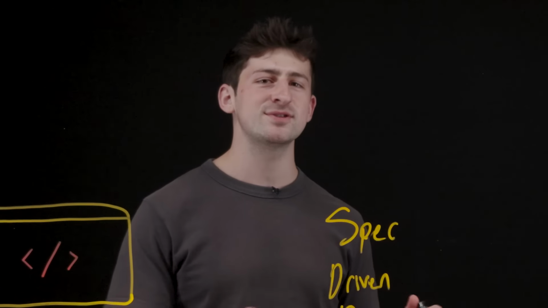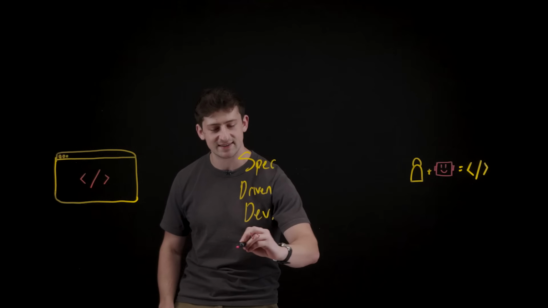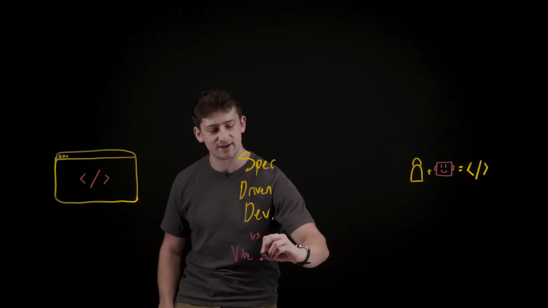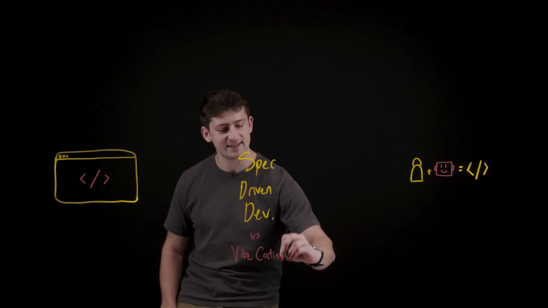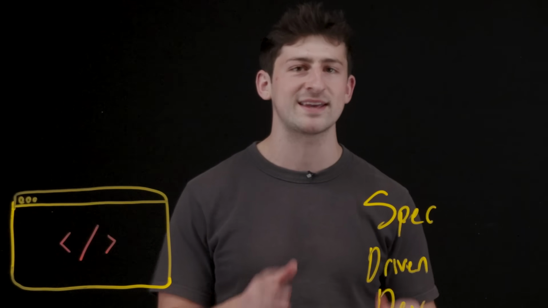Because the thing is, spec-driven development has become one of the most important skills to learn if you're looking to be an AI engineer or to use AI to help build your applications. But let me explain why it's different from a common technique that you might also know, which is vibe coding, right? And this is typically what people think of when they think of AI-assisted coding or coding agents.